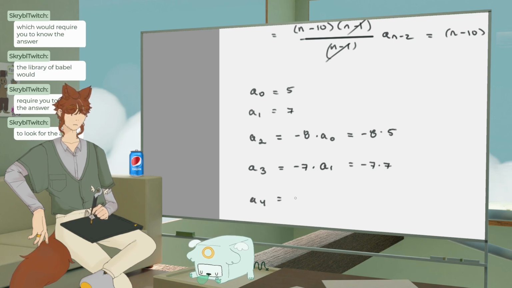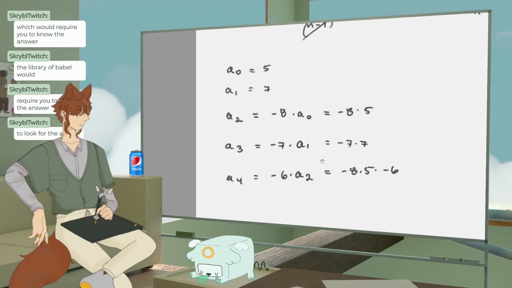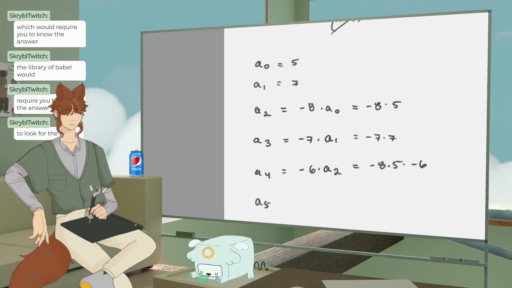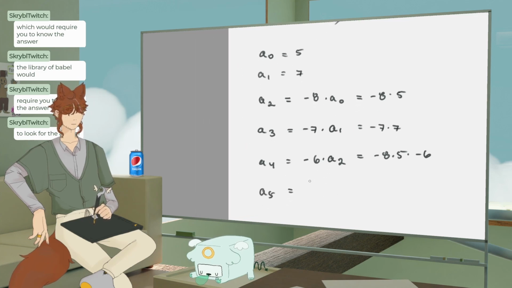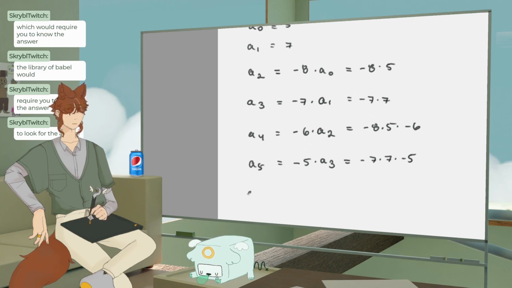A4 was -6 times A2. -8 times 5 times -6. Yum. Numbers. -5 times A3. 7 times 7 times... I'm not seeing a pattern here, but I guess we can keep going.